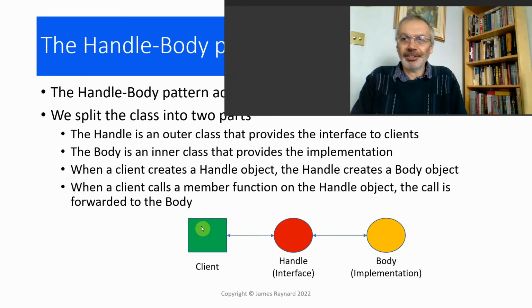When we have a client that wants to interact with this class, it will create a handle object, and the handle constructor will create a body object, and then the handle object will manage that body. When the client calls a public member function in the handle, it will forward that call to the same public member function in the body. If you know about the adapter design pattern, then this is something similar. The handle is making the body appear to be something else to the client. In this case, the handle is making the body appear as though it's not there. So as far as the client is concerned, the body is really a ghost.